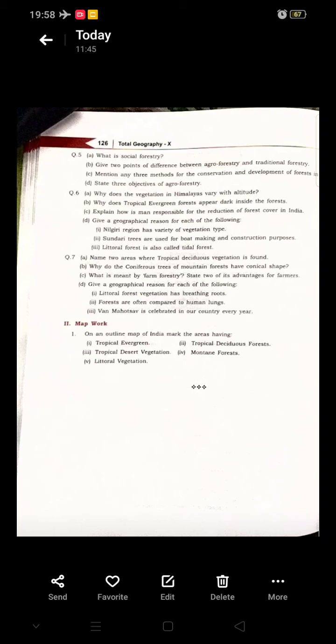Next, question number 6b. Why do tropical evergreen forests appear dark inside the forest? Now, tropical evergreen forests, they are very dense forests. The trees are very tall and they form a canopy.